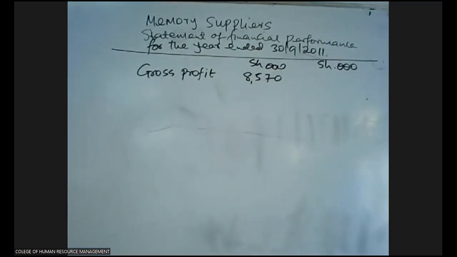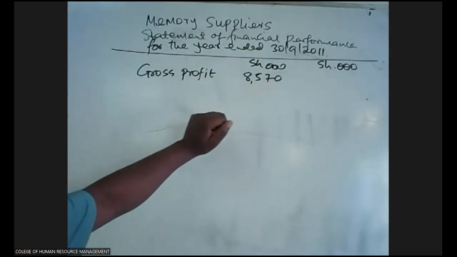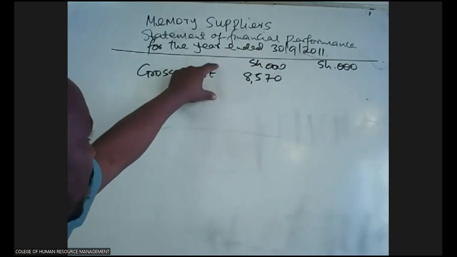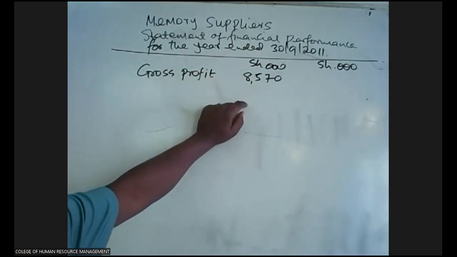Then you are told that once you have the gross profit, you need to find out whether there is other income, for example rent income, commission income, interest income. You add them to the gross profit, including discount received. If there is any, you add them here. So you need to confirm.